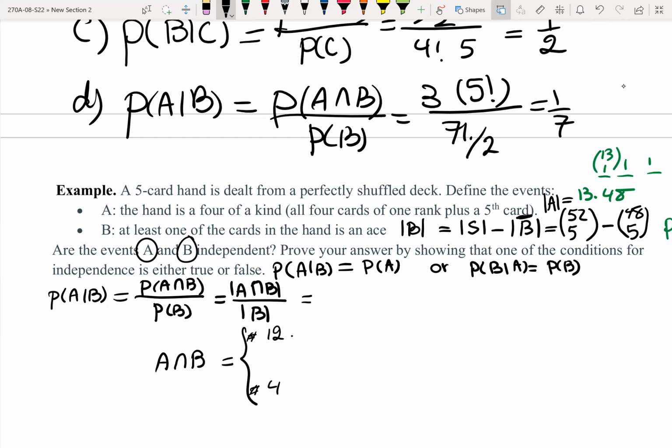Why 4? Because there's only 4 aces. So there are 12 choices for non-aces cards, and there are 4 aces to choose for the fifth card. This is the choice of the fifth card, okay?